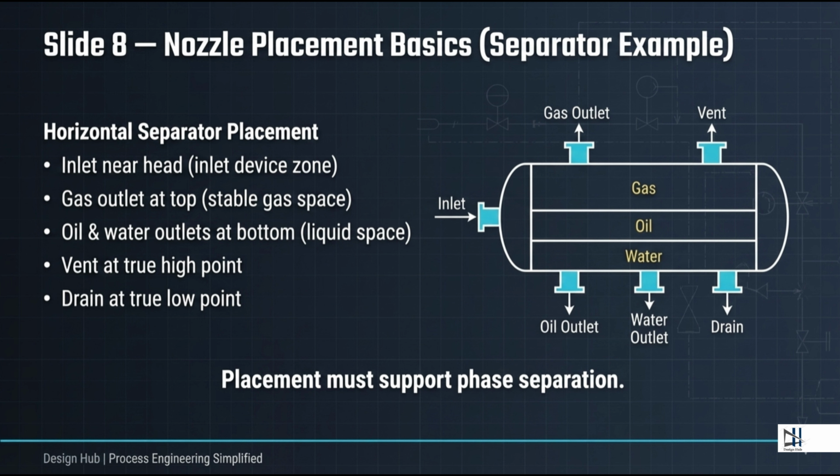In separators, nozzle placement directly affects separation quality. Inlet is placed near one end where inlet device is located. Gas outlet should be at top where gas is stable and dry. Liquid outlets must be in correct liquid zones. Vent and drain must be at true high and true low points. This is how you design nozzles with process logic.